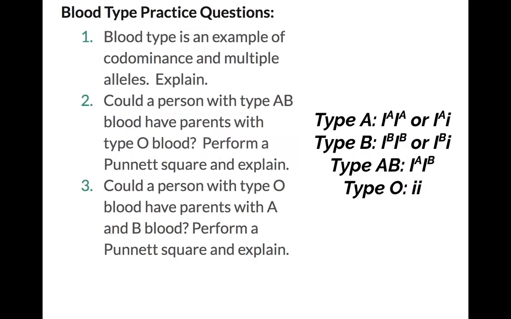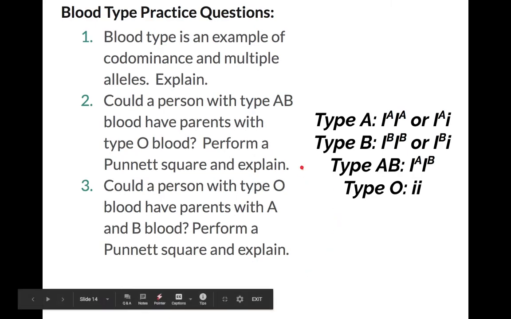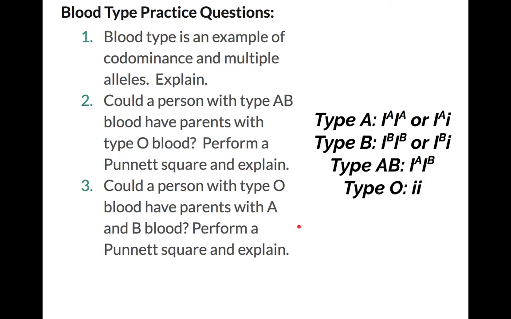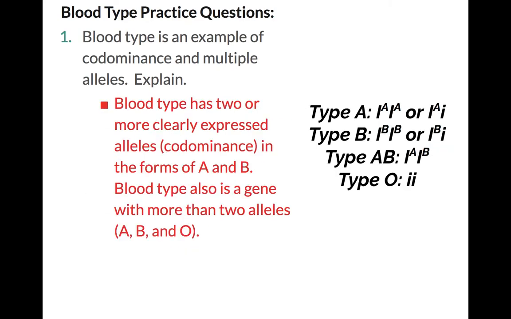Okay, so here are our blood type practice questions. Go ahead and we can pause here. Try to answer the first one on your own, and then we will go through these 2 together. All right, number 1. Since blood type has 2 or more clearly expressed alleles, which is codominance in the forms of A and B, blood type also is a gene with more than 2 alleles because we have A, B, and O. So that is how we get both codominance and multiple alleles.